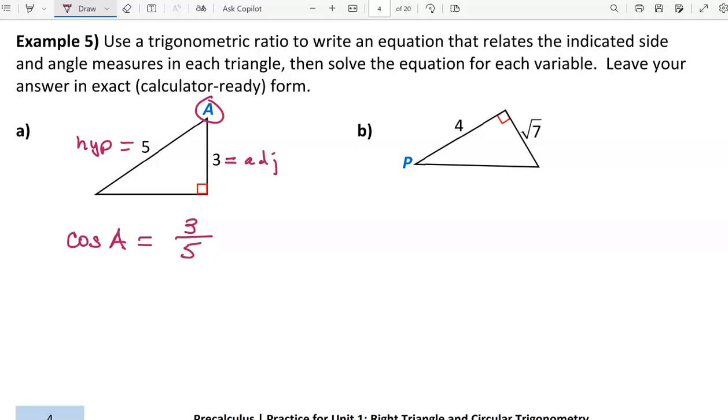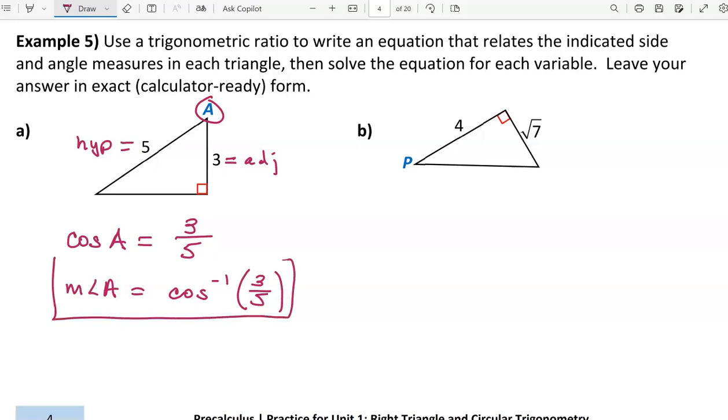That means we need to undo cosine. Remember, cosine isn't multiplying here. Cosine is a different kind of function. So we need to undo cosine. So that is, if we want to find the measure of angle A, we undo cosine by finding the cosine inverse of 3/5. Do be careful as you write this. Cosine inverse needs to go on the left side of 3/5 for proper notation.